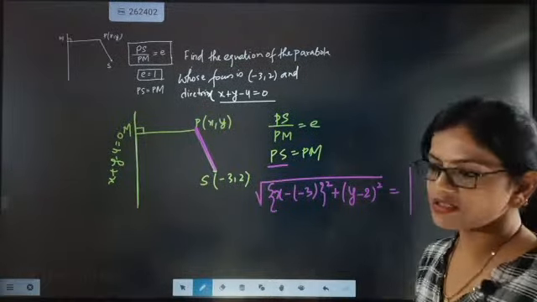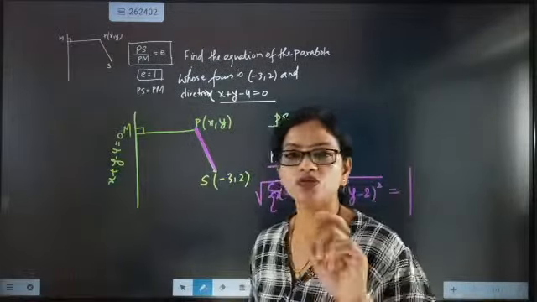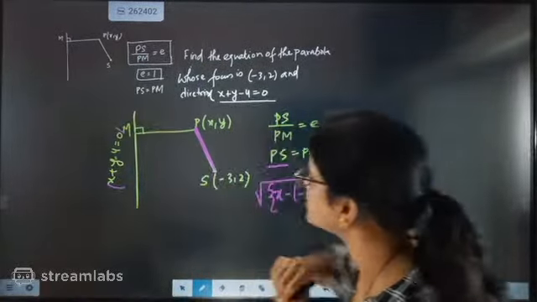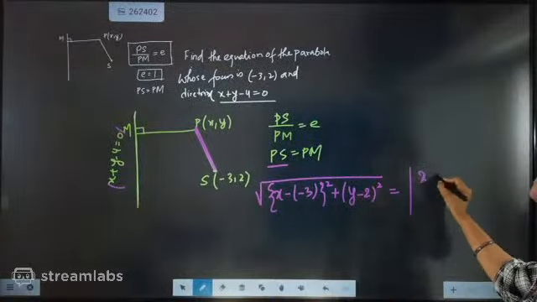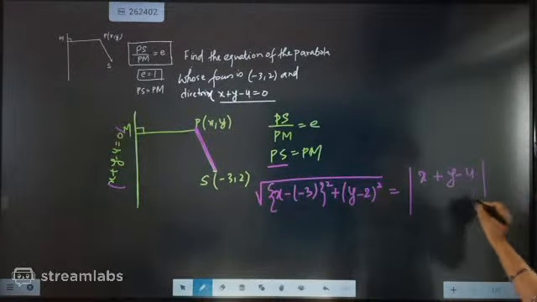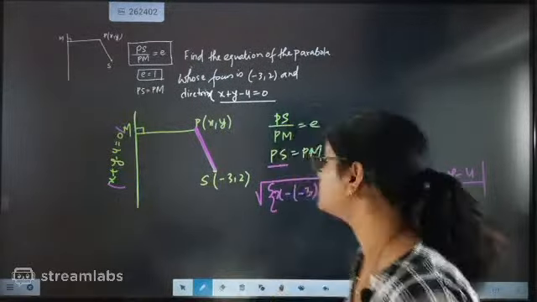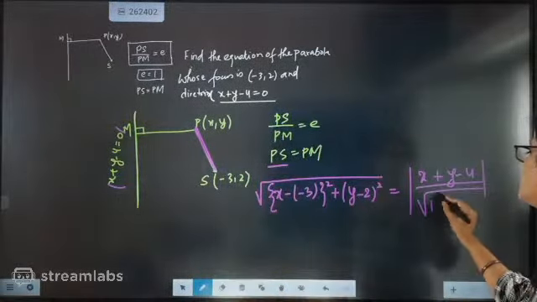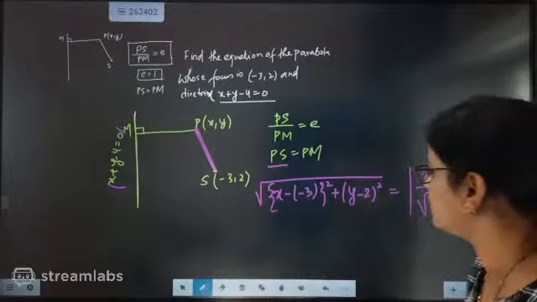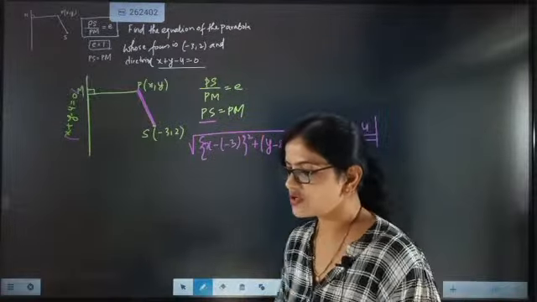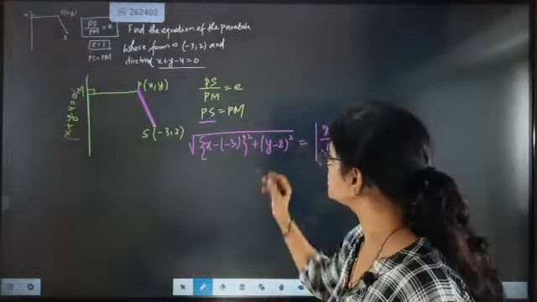Since the eccentricity is 1, now we have to get PM. To get PM, we take the distance of x plus y minus 4 divided by the root under the sum of squares of the coefficients of x and y. The coefficient of x is 1 and of y is 1, so it is root under 1 square plus 1 square. The main work is over, now just play with this.